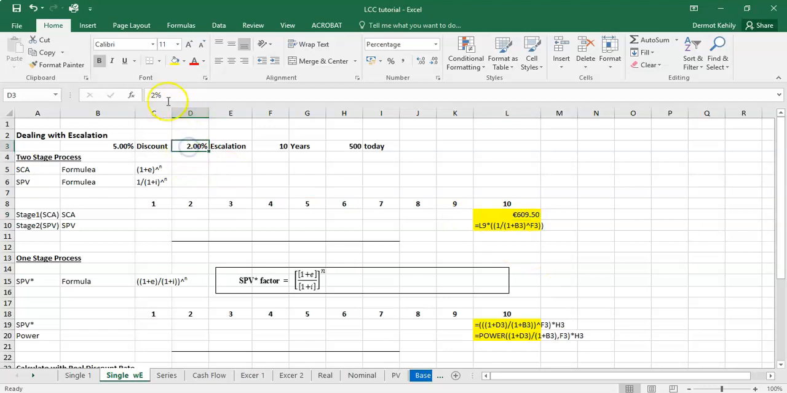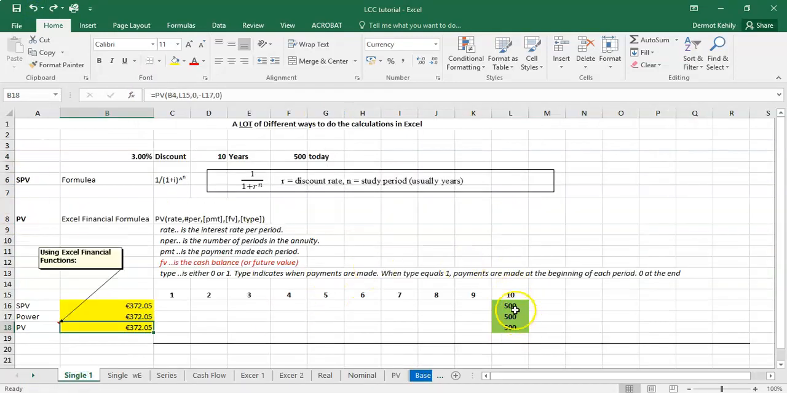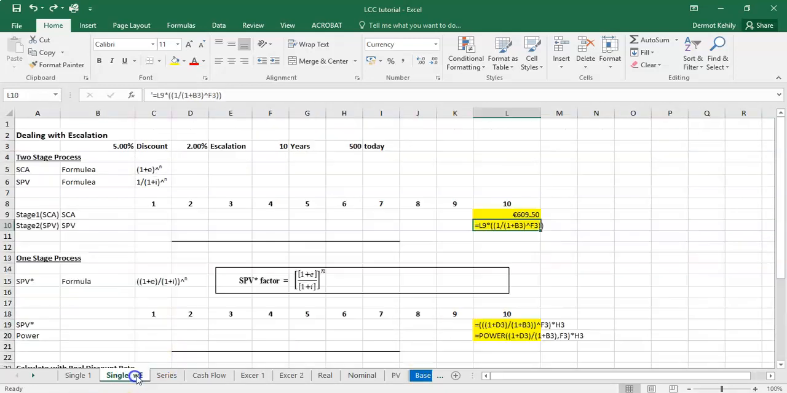If I change 2% to, let's say, 5%, obviously it goes up because it's escalating at a greater rate. I'm not going to do that. I'll just change it back to 2. That's just to show you. Now what I'm going to do is similar to what I had in the last sheet. I got that €500. I know what it is now. But in this case, it's actually 609. So I'm going to use that same formula to do the calculation on the single present value.